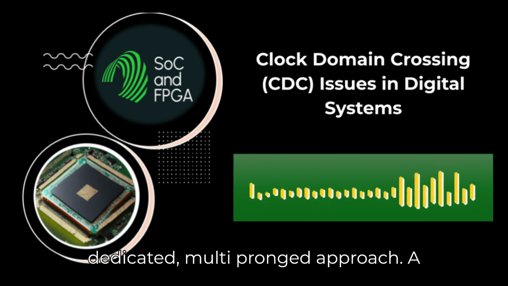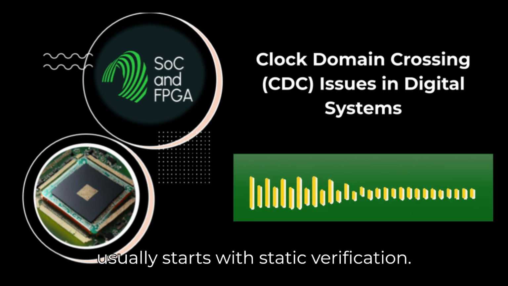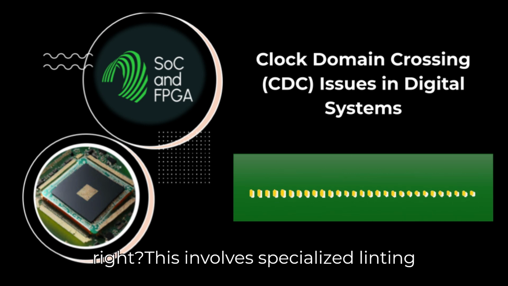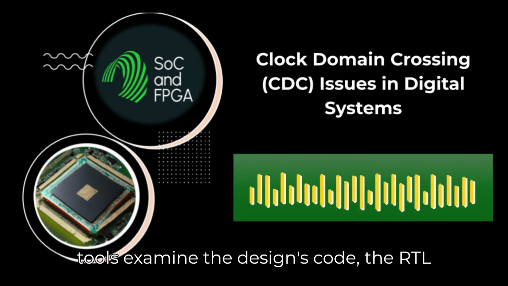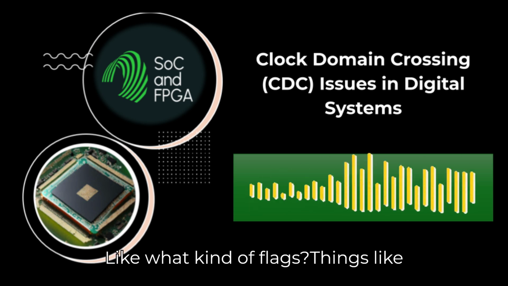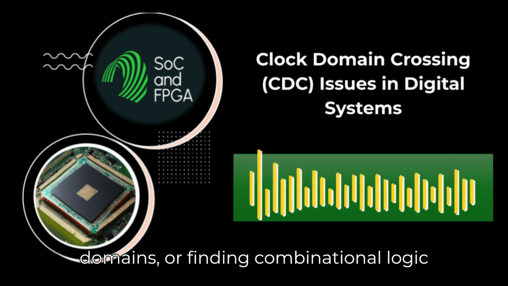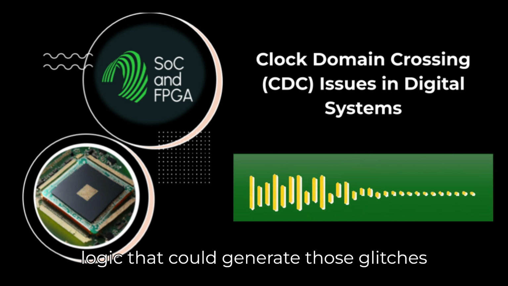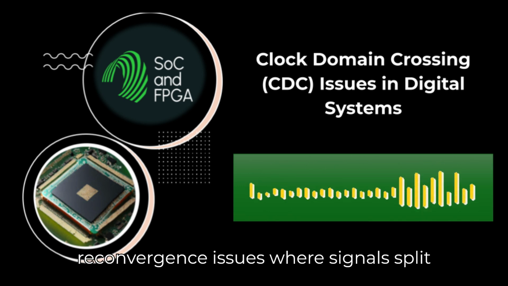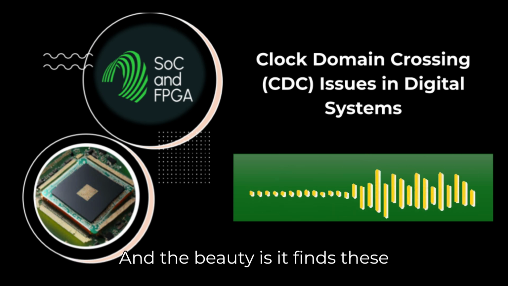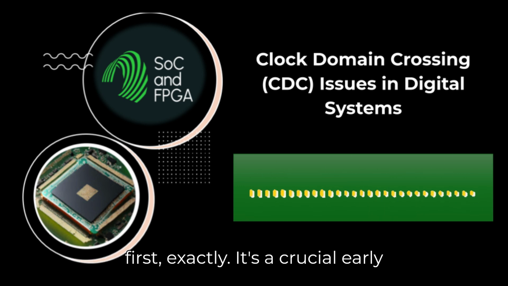It requires a dedicated, multi-pronged approach, a comprehensive CDC verification flow. It usually starts with static verification. Static, meaning not running simulations. Right. This involves specialized linting tools and structural analysis. These tools examine the design's code, the RTL itself, looking for structural red flags. Like what kind of flags? Things like missing synchronizers on paths that cross domains, or finding combinational logic placed incorrectly within a CDC path that could generate those glitches we talked about, or identifying potential reconvergence issues where signals split and recombine improperly across domains. And the beauty is, it finds these structural problems before you even run a simulation. So cleaning up the structure first. Exactly. It's a crucial early step.